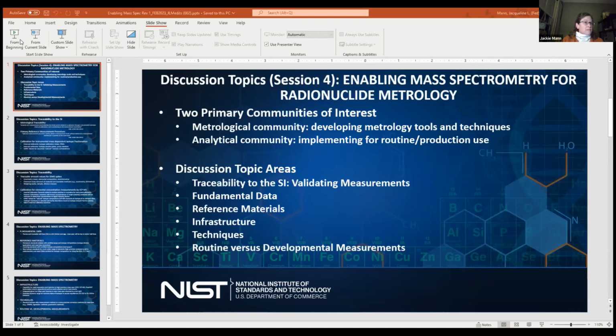Infrastructure. That's something that we did not bring up yesterday. In this case, we're talking about the facilities that you may need when you're doing radionuclide measurements by mass spec, meaning glove boxes around your mass spec and things like that. A lot of our actual stakeholders and users have these facilities, but in some cases, believe it or not, some of the NMIs might not have the appropriate facilities for things like that.